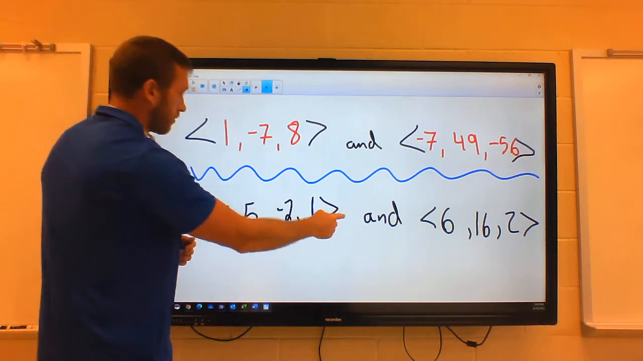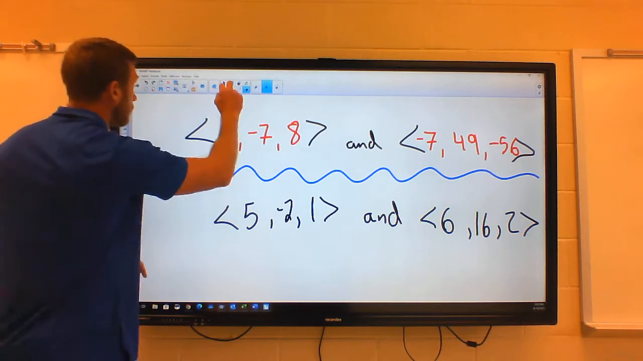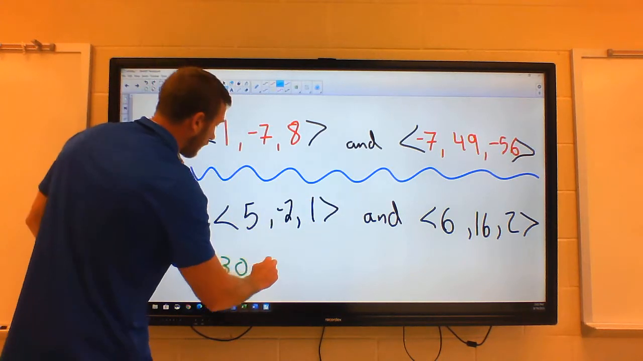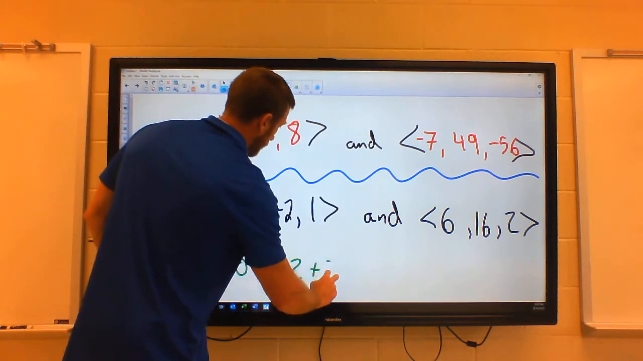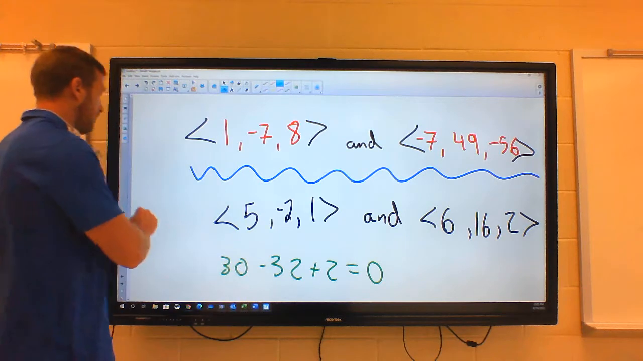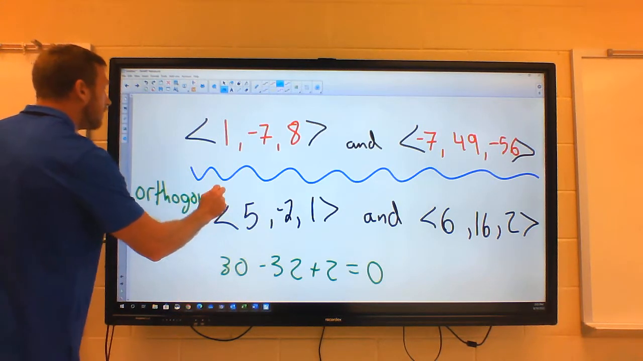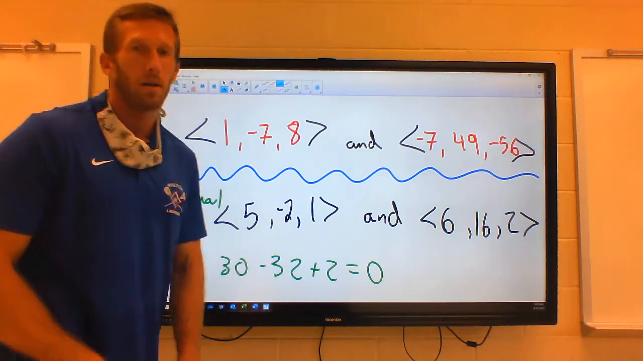Okay, so here, let's try the dot product. So that's 5 times 6 is 30, -2 times 16 is -32, and then +2. That actually equals 0. So we know that this set is orthogonal. We know that the other set is not orthogonal, so now we just need to test if it's parallel.